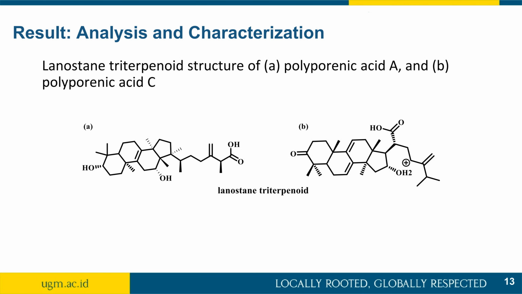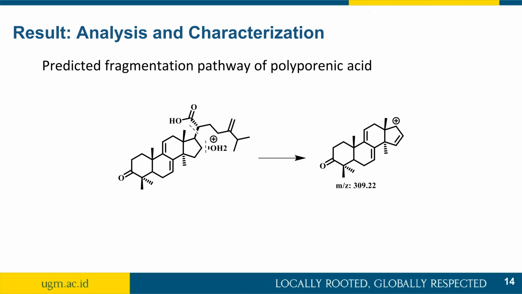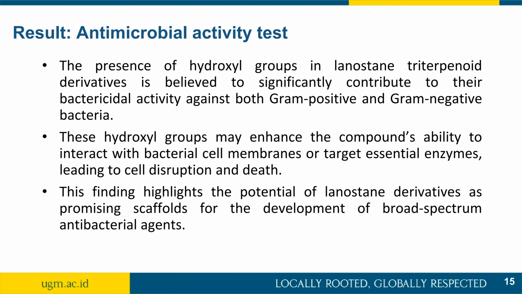A more definitive structural analysis would require further elucidation using proton NMR spectroscopy. This is the lanostane triterpenoid structure of polyporenic acid A and polyporenic acid C, which is obtained from fraction 10.